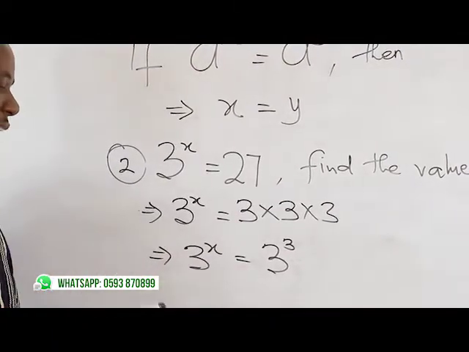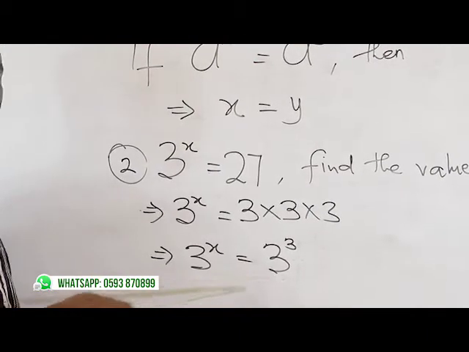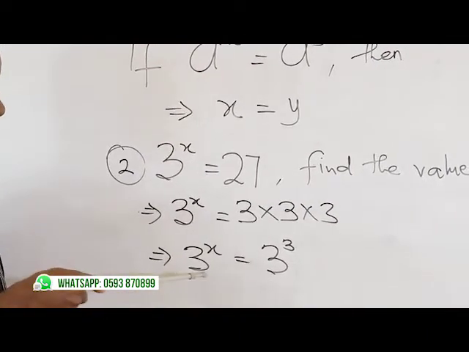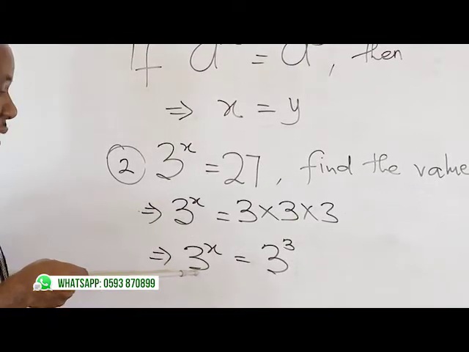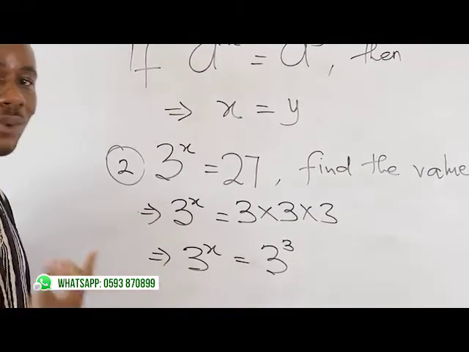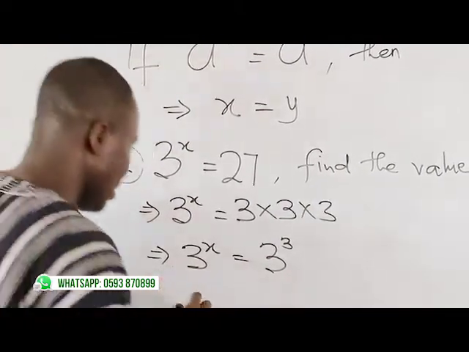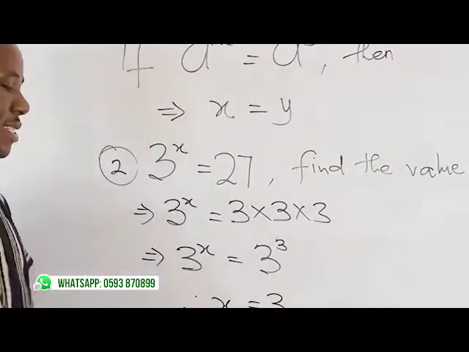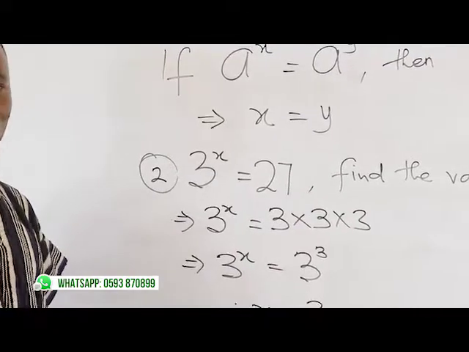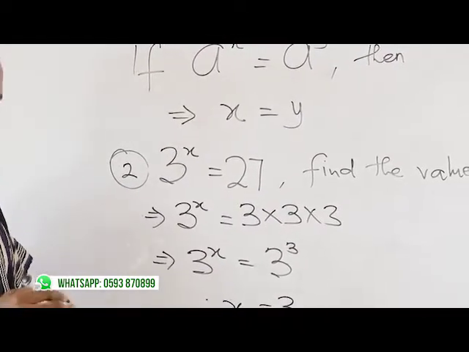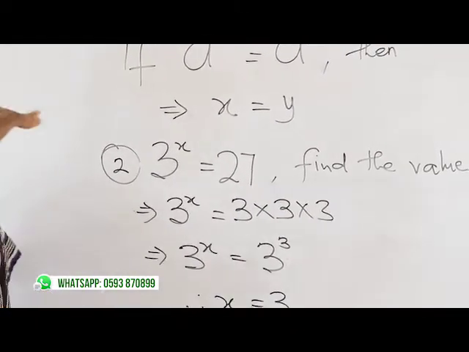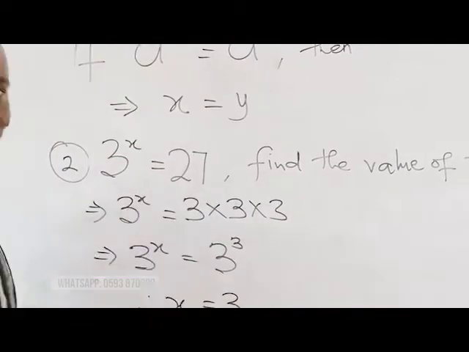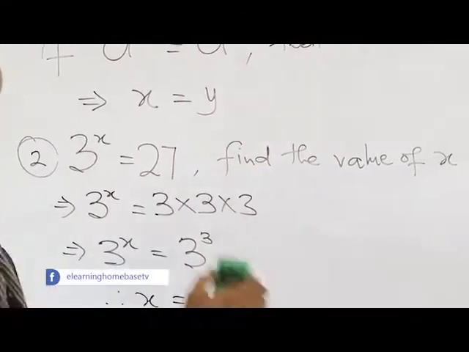Now at this level we realize that the bases are the same. On my left the base is 3, on my right the base is 3. Then quickly I will equate the exponents. So my answer is 3. x is equal to 3. That's what I'm saying. Let's move on to the third example.